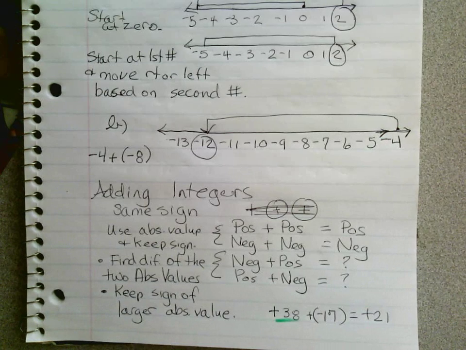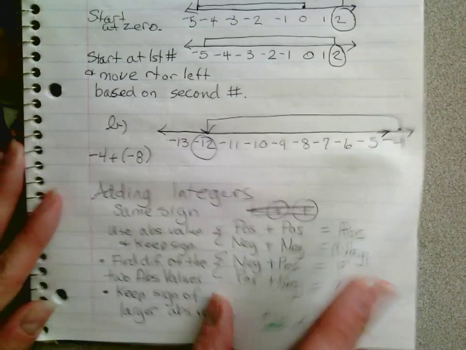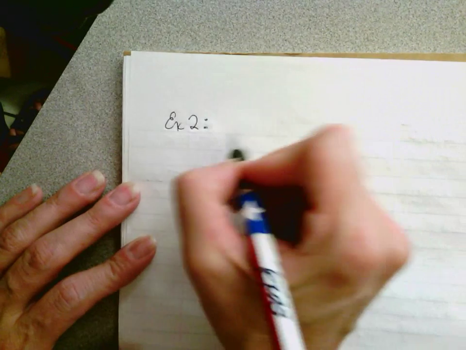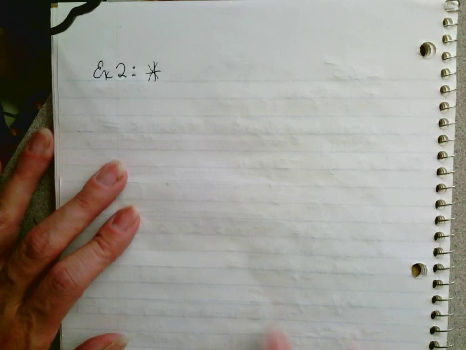All right, if you did not get through the adding integers rules, we'll have to come back to it because I've got to flip and move on. I'll let you look it over later at your leisure. Again, my example 2 is going to utilize those two concepts.